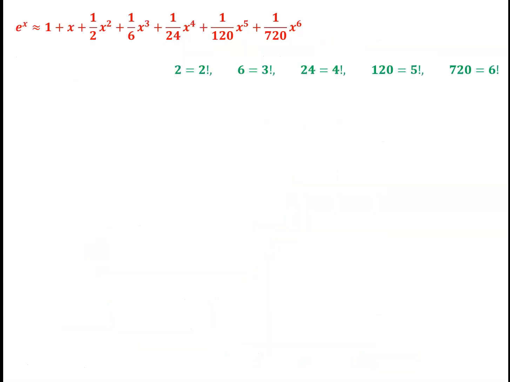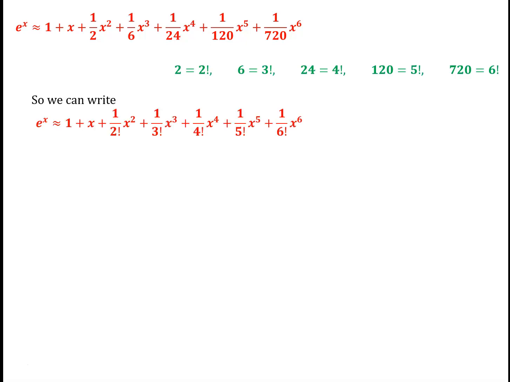Now, notice that 2 is the same thing as 2 factorial, 6 is the same thing as 3 factorial, 24 is the same thing as 4 factorial, 120 is the same thing as 5 factorial, and 720 is the same thing as 6 factorial. So we can rewrite this as e to the x is approximately 1 plus x plus 1 over 2 factorial x squared plus 1 over 3 factorial x cubed plus 1 over 4 factorial x to the 4 plus 1 over 5 factorial x to the 5 plus 1 over 6 factorial x to the 6.